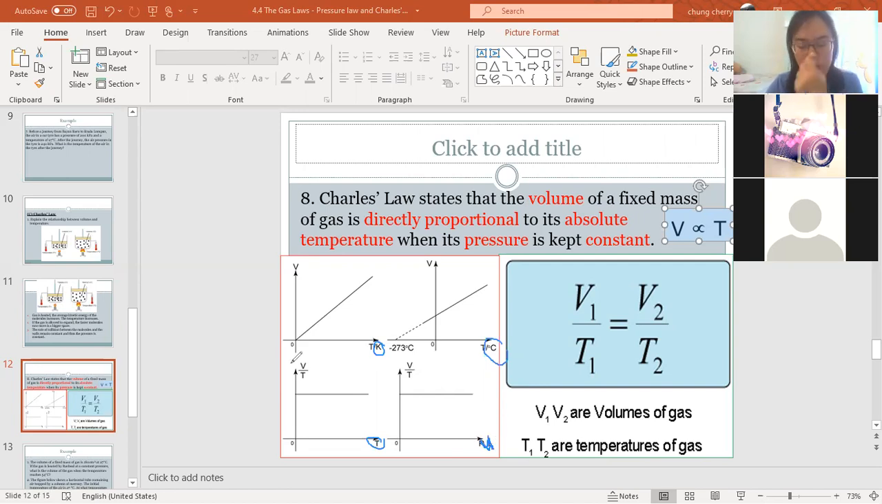Okay, then V over T as your y-axis, then you will get a straight line graph passing through the origin. Not all of it is V, only this part is V. This one is T, this one is V. Then the formula will be V1 over T1 equals V2 over T2.